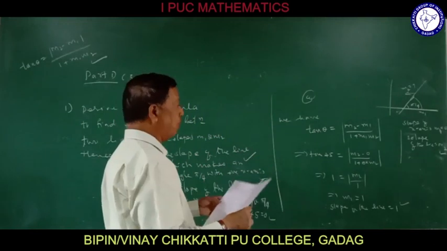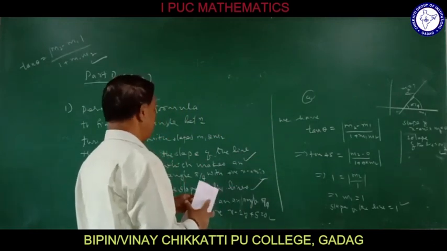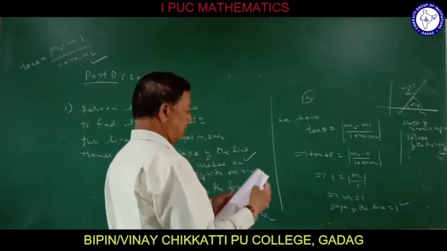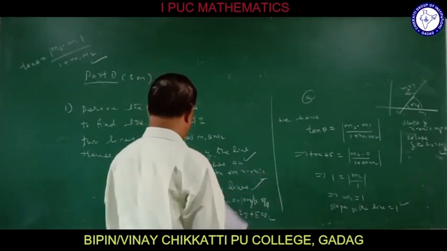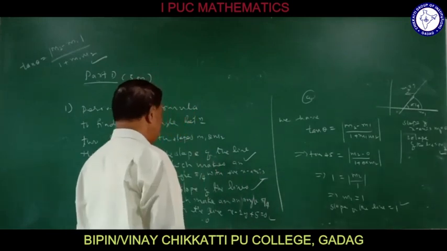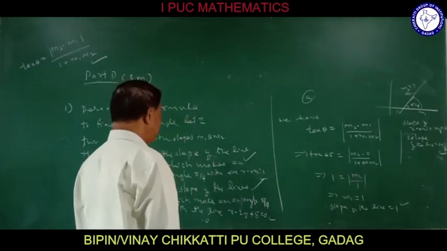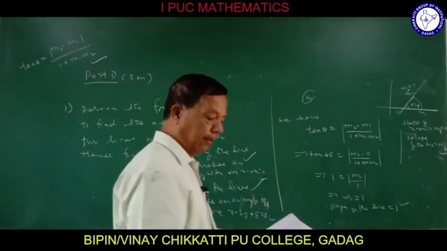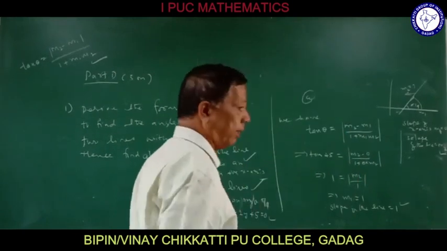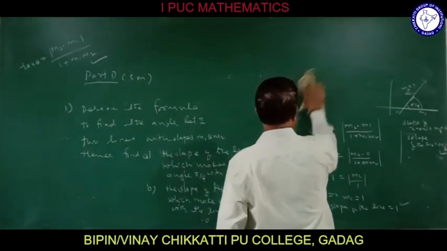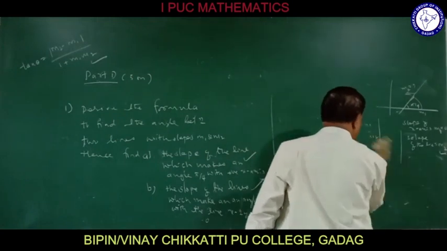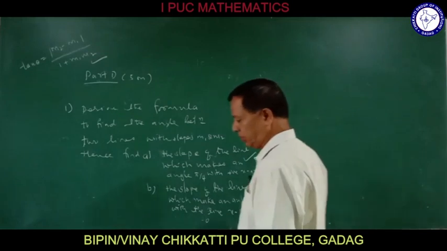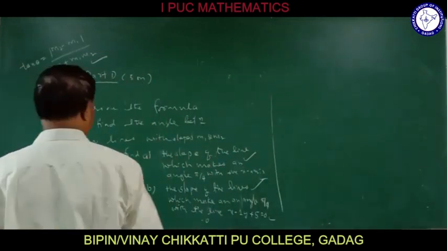That is the case for the first part, part A, where phi is the angle between the line and the x-axis. But the second part asks for the slope of the line which makes an angle pi by 4 with the given line. How to find that, I am going to discuss here, and accordingly you can calculate. Generally they ask the question using the derivation only.